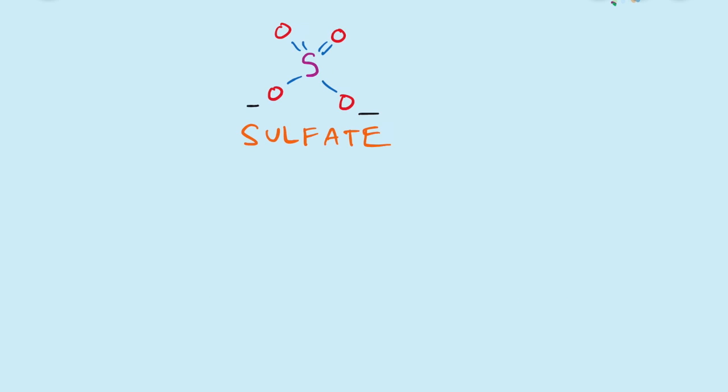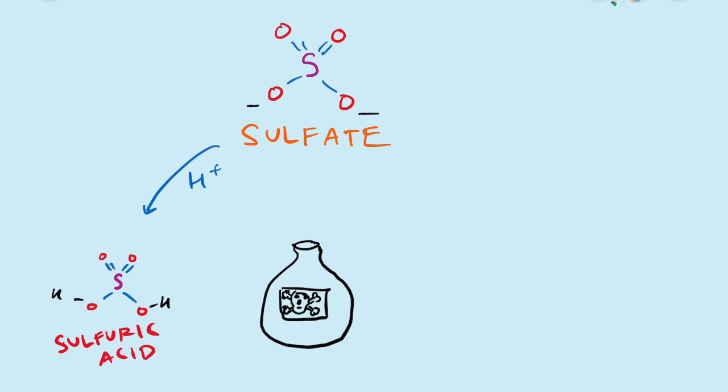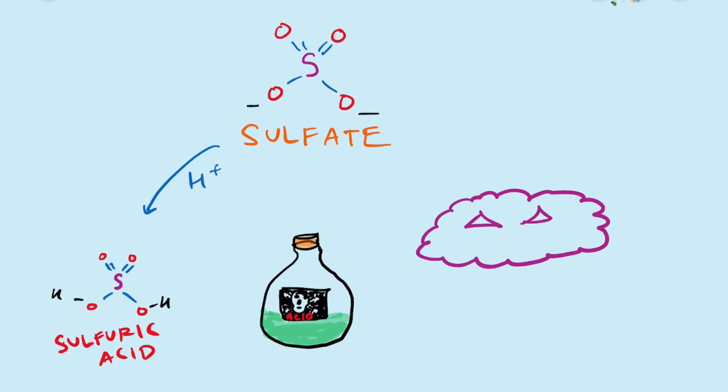When sulfur is fully oxidized, it's called sulfate. These ionic molecules can be protonated twice to produce sulfuric acid, a very strong acid used in synthesis and a major contributor in acid rain caused by the burning of fossil fuels.